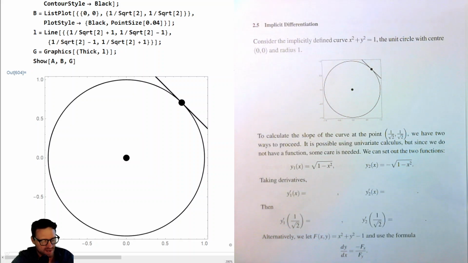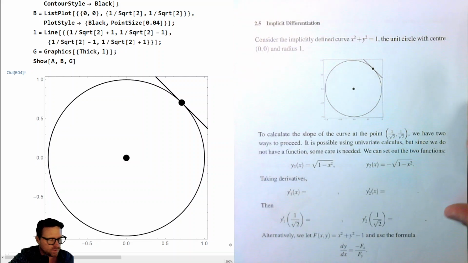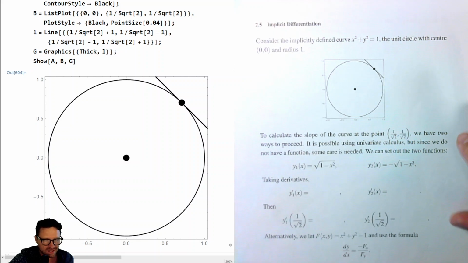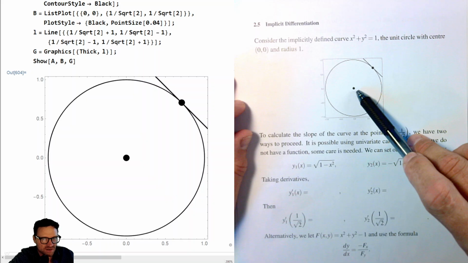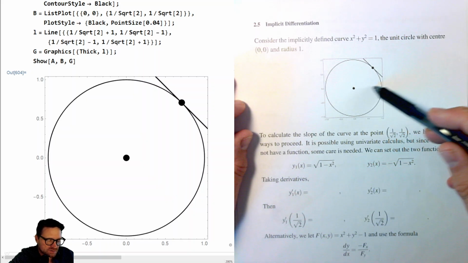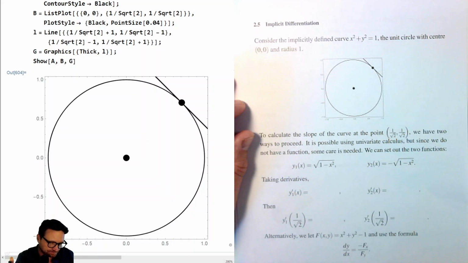Welcome. Right now we're going to look at implicit differentiation. I want to take the opportunity to try a simple example here with you, so hopefully you understand. Now consider the implicitly defined curve x squared plus y squared equals 1. So this is the unit circle with center 0, 0 and radius 1. So this distance is 1.